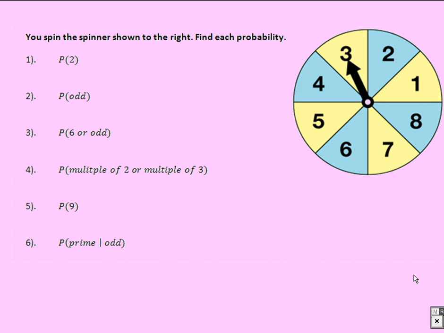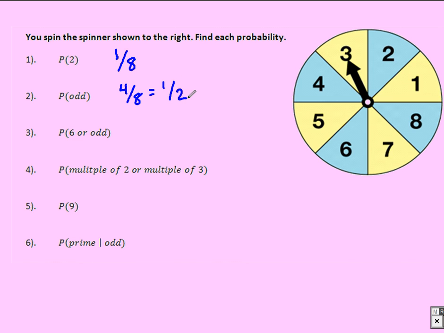Reviewing for your probability test, basic probability is what we're going to start with. Probability of getting a 2 out of the spinner, there's only one way to get a 2 out of 8 possible outcomes, so 1 out of 8. Probability of getting an odd, there's 4 odd numbers, so 4 out of 8, which would reduce to 1 over 2.